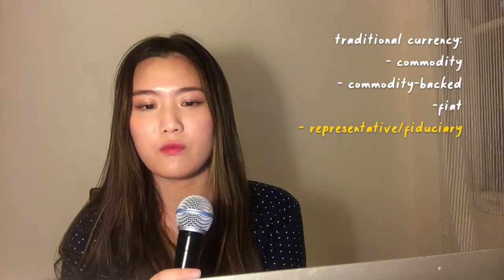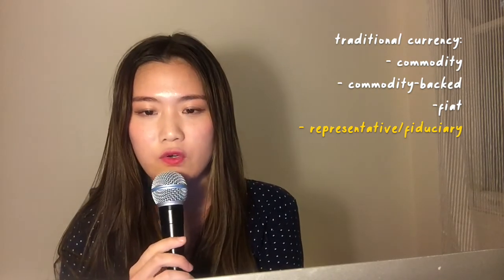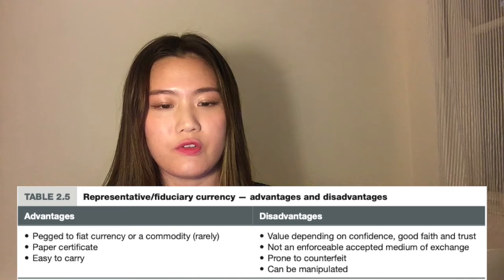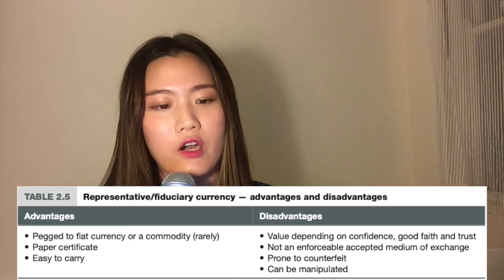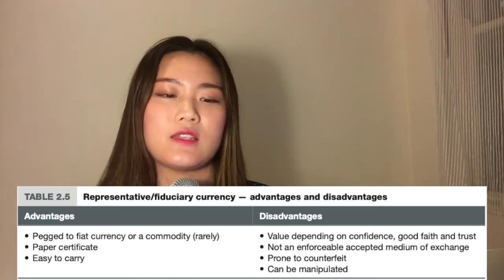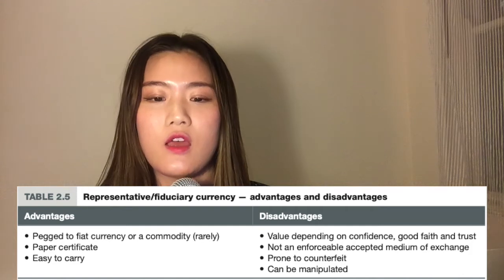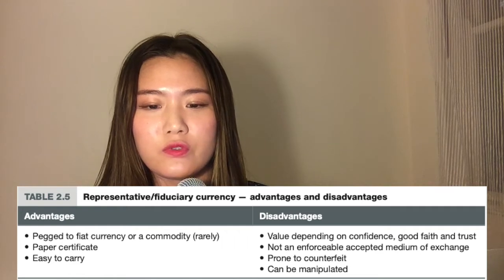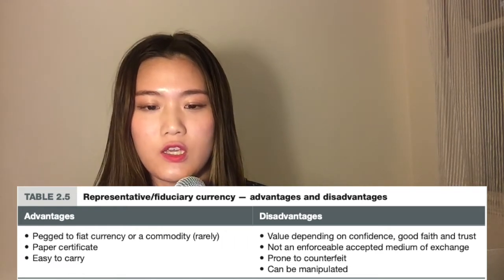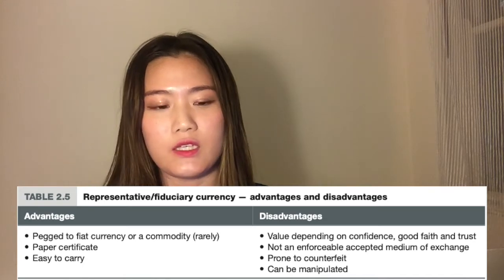There's representative or fiduciary currency, so they're based on the promise provided by the issuer to exchange it for a commodity or fiat currency upon request. The most widely used fiduciary currency is the bank check. The advantage of fiduciary currency is it is pegged to fiat currency or commodity, but commodity is rare. It's a paper certificate and it is easy to carry, but the disadvantage is the value depends on confidence, good faith, and trust. It's not an enforceable, accepted medium of exchange. It is prone to counterfeit and it can be manipulated.